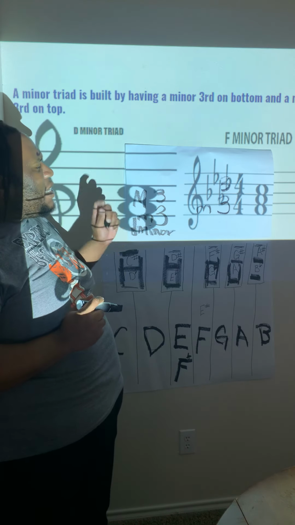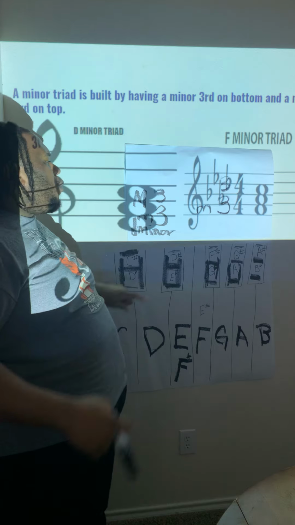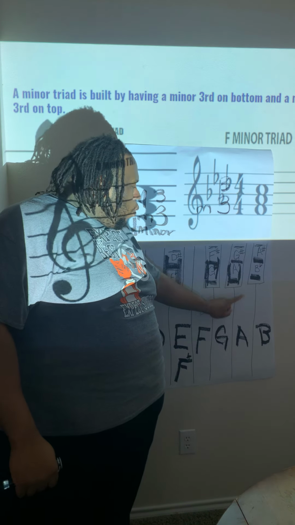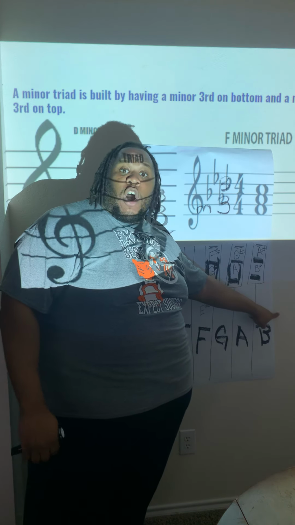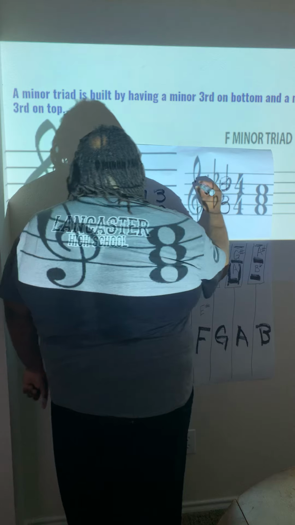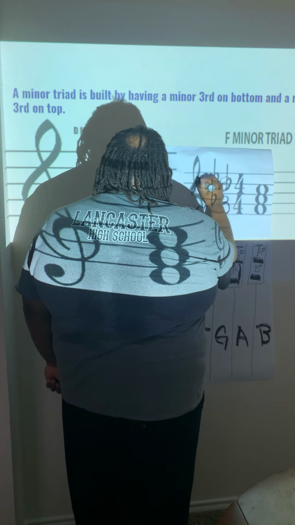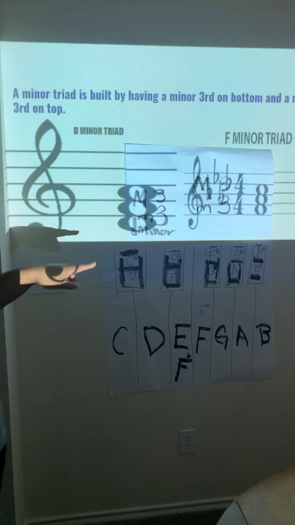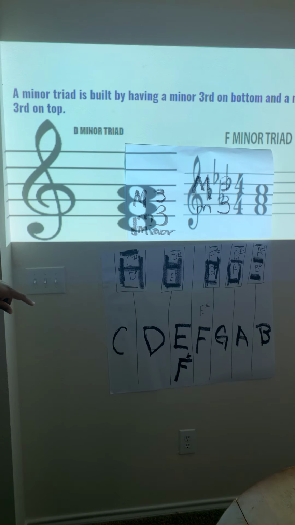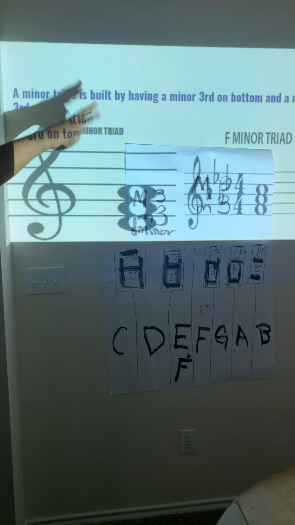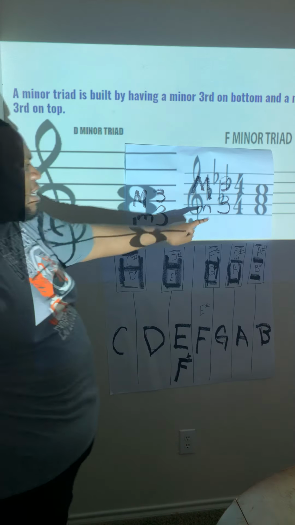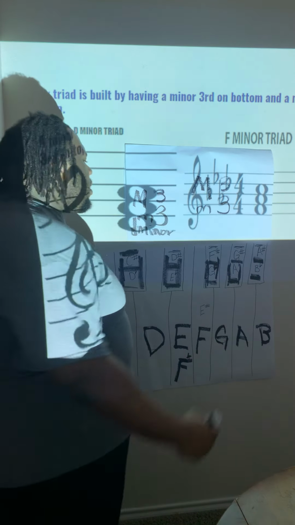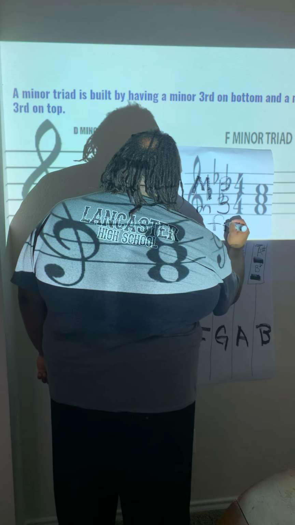Now let's count from A flat to C and see how many half steps we have to determine whether it's major or minor. 1, 2, 3, C will be right here on 4. So that's a major triad. I put a capital M here. And since it's a major third on top of a minor third, and a minor triad is built by having a minor third on bottom and a major third on top, this must be a minor chord. Which minor chord is it? What is this bottom letter? F. So this is an F minor chord.